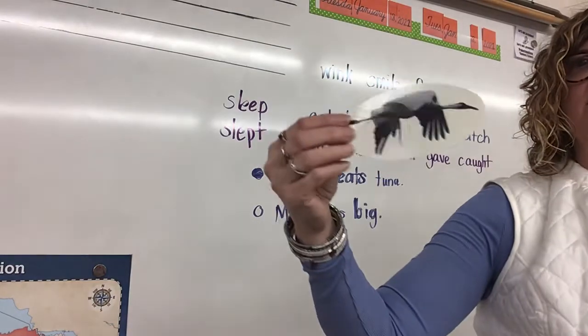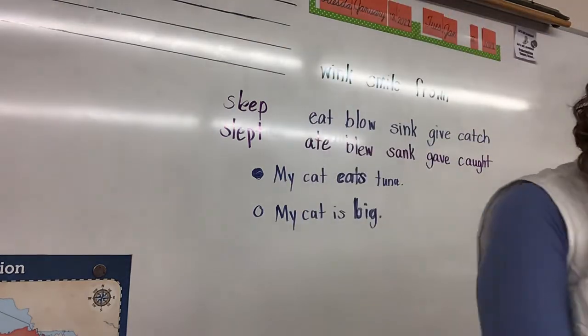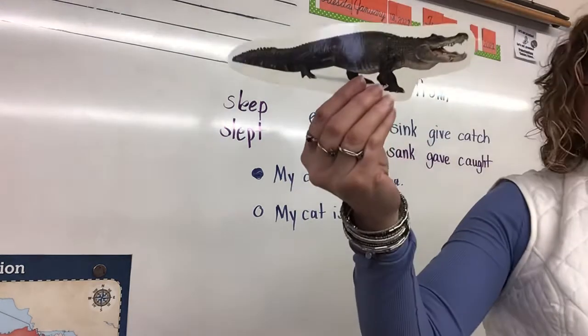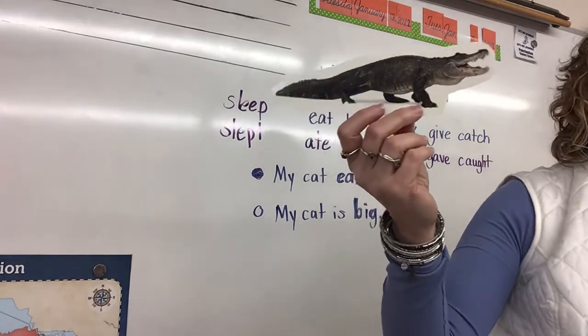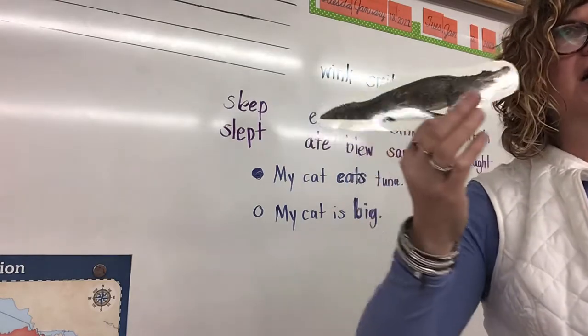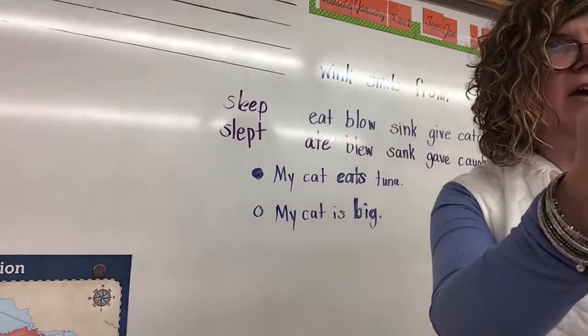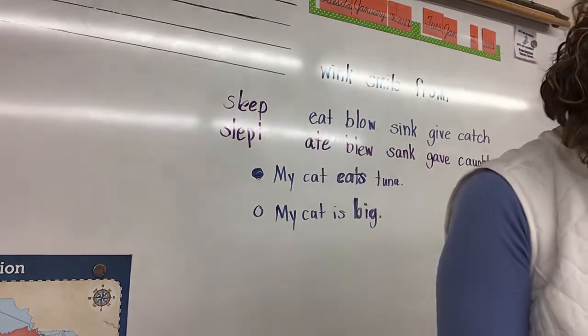Alright, what about this one? Bird. What is it? Crane. Yeah, that is a crane. And what about this one? Reptile, and that would be an alligator because of its wide snout. Remember, a crocodile snout gets super narrow and skinny. The one with the wider snout is the alligator.